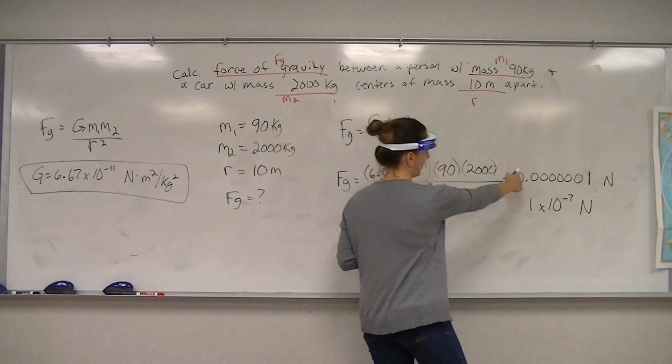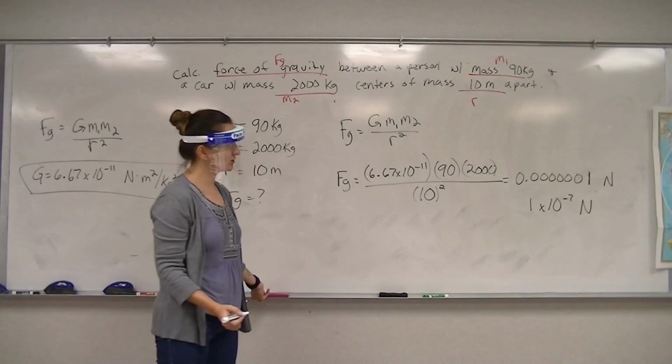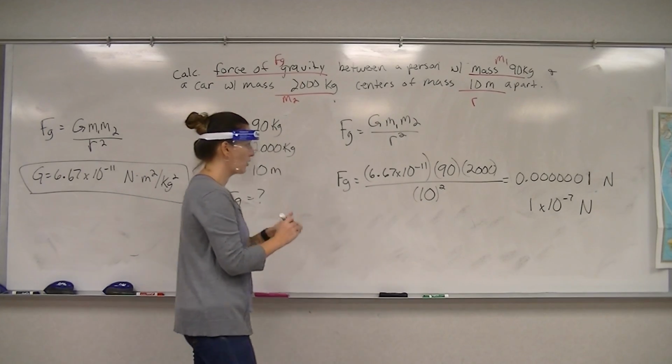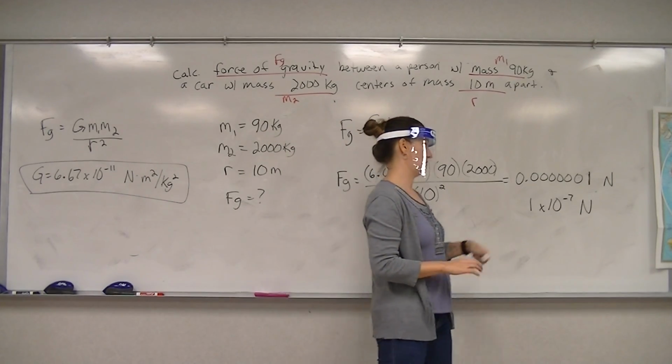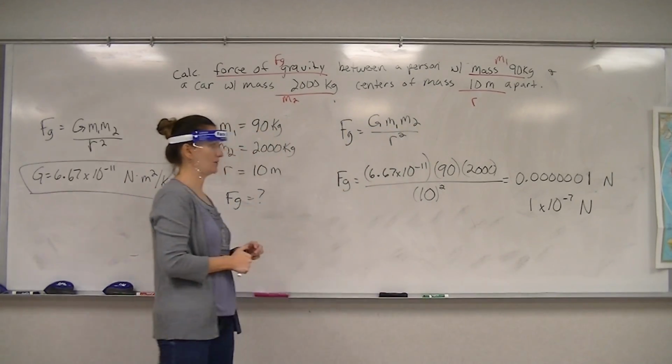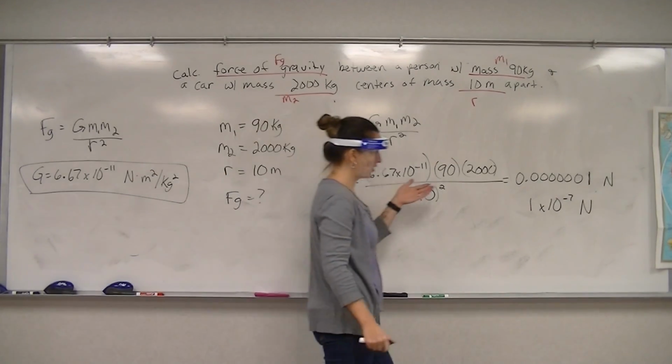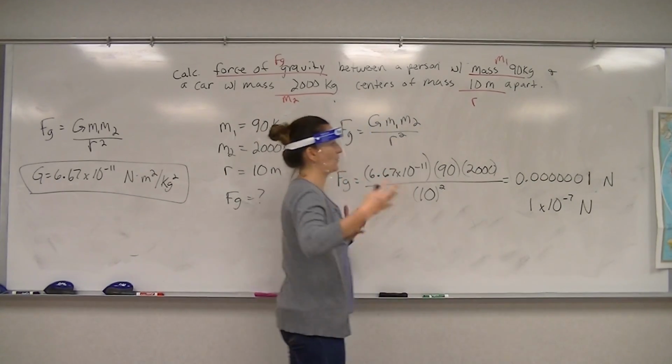So these are the same answer. Just one is in normal notation, which we learned from chapter 1, and the other is in scientific notation. So both of those would be acceptable answers. Notice, very, very small number, very, very small force. That's why we don't feel it.